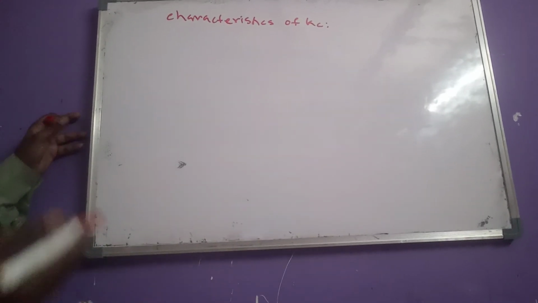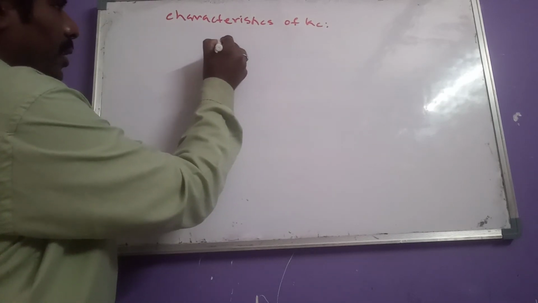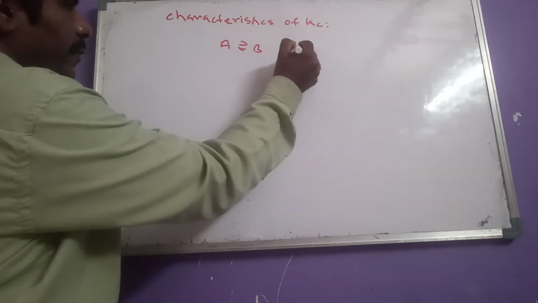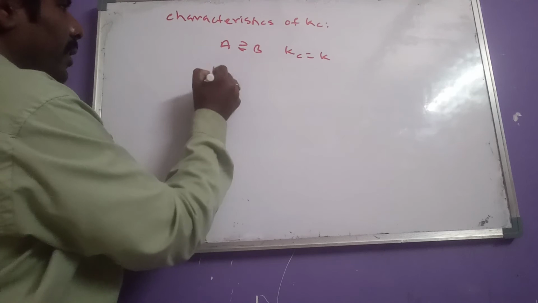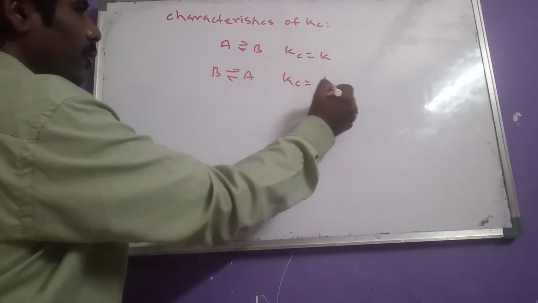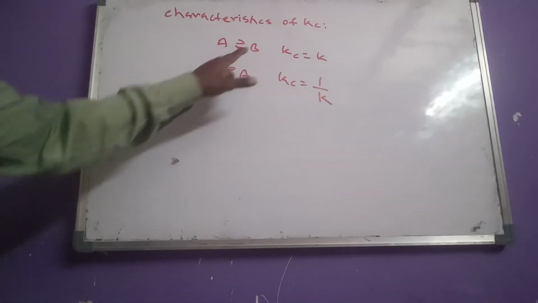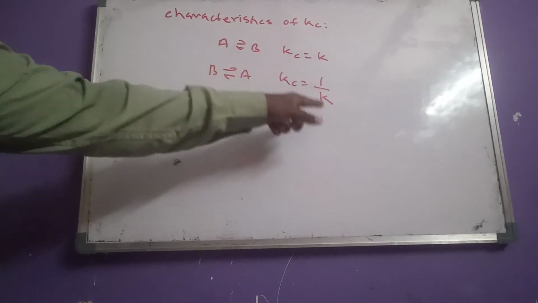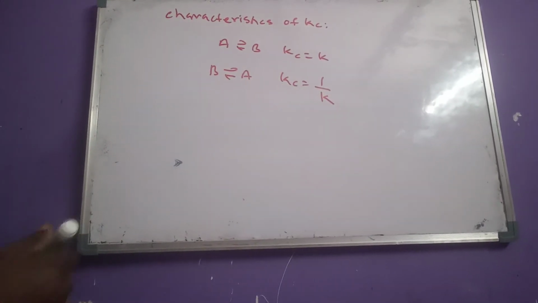And then Kc depends on stoichiometry of the reaction also. So let us see what is that relation here. For example, for A gives B reaction, if Kc value is K, therefore, for B gives A, Kc value will become 1 by K. That means if the reaction has been reversed, Kc value also has to be reversed.